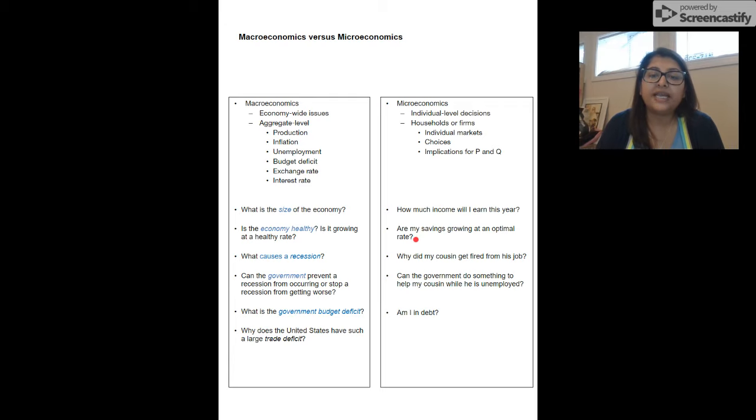At the micro level, I can ask, oh, are my savings growing at an optimal rate? Am I saving enough? Do I have enough for college, for retirement? At the macro level, we would ask, is the economy healthy? Is the economy growing at a healthy rate? At the micro level, we might be worried about our jobs. You can say, oh, my cousin just got fired from his job. Why is that? At the macro level, the counterpart to that is, what is a recession? And lastly, at the micro level, we can ask the question of, am I in debt? Did I overspend this summer when I went on all my holidays?